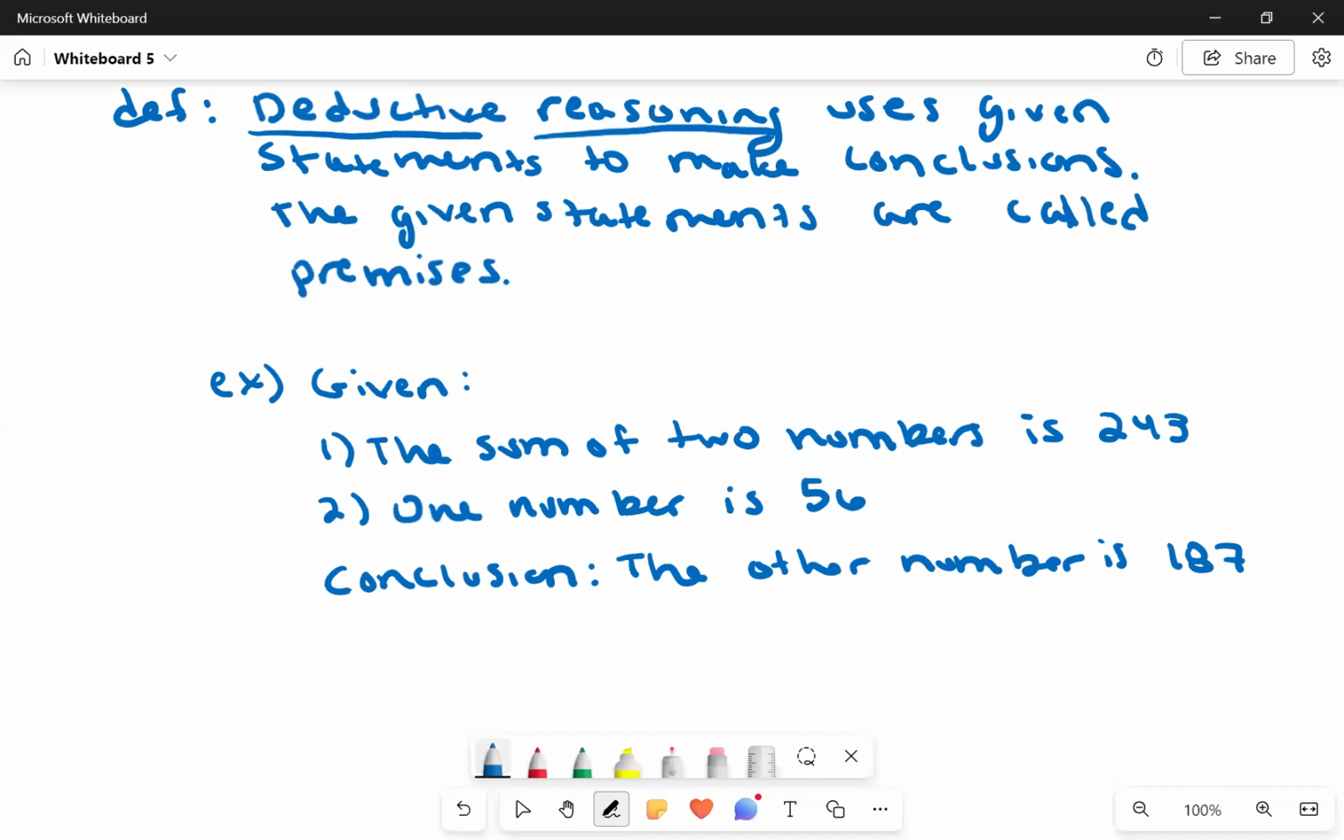And what's nice is we can verify that the conclusion makes sense. So if we know that the sum of two numbers is 243, I'm going to take 243 and on my calculator, I'm going to go ahead and subtract 56 and I'm going to verify that it works. Lo and behold, I do get 187. All right. So this is a valid argument.